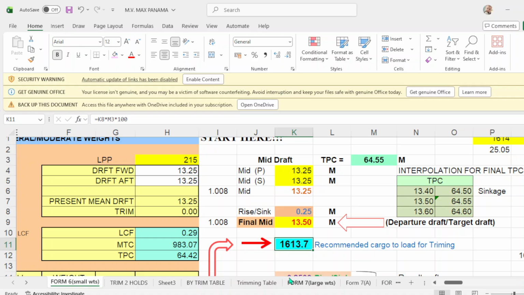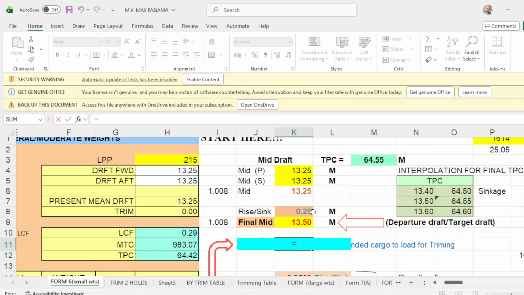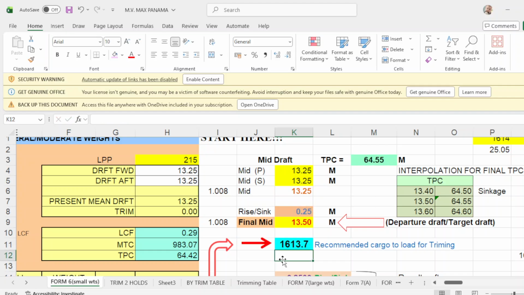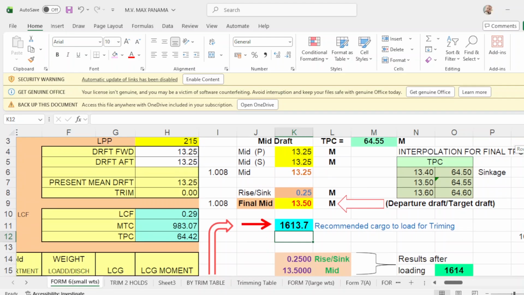To repeat it, you click the sinkage, that is 0.25, times, or you multiply by your TPC. Click this one. Then multiply by 100. Then you will have 1613.7 metric tons recommended cargo to load for trimming. So I scroll down.